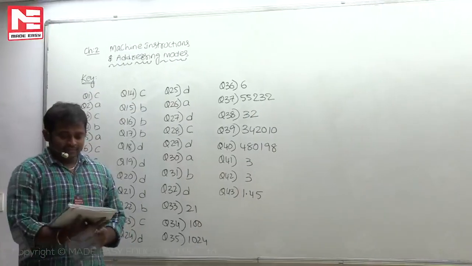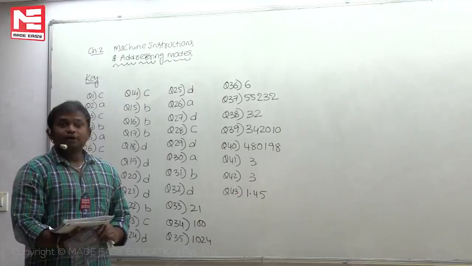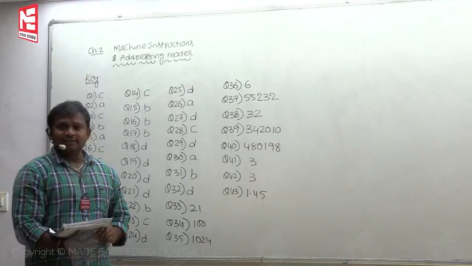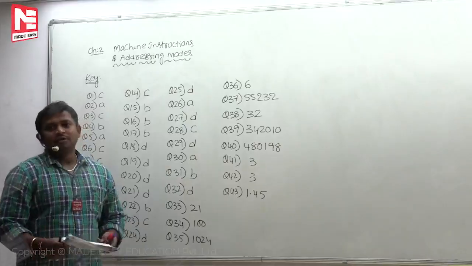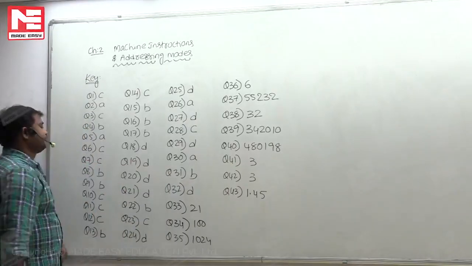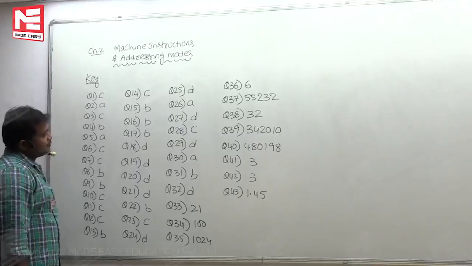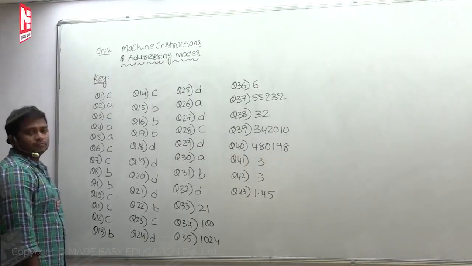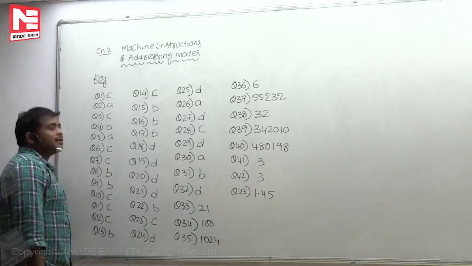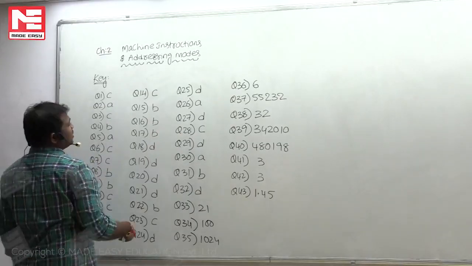Now let us see the workbook chapter 2 analysis. Title: Machine Instructions and Addressing Modes. Here the key is given. First, copy the key. Copied. Okay.